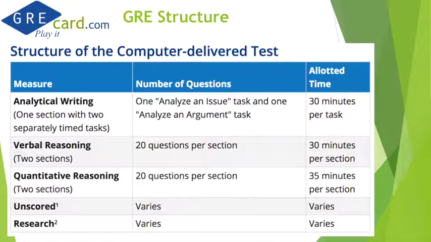Now, you will have probably an unscored section that can be math or English somewhere in between these sections, and you won't know which one it is. So you have to answer all the sections to the best of your ability, and one of the sections will be unscored. Alternatively, if you don't get an unscored section, in the end, you will get a section that is designated as research that you will have to answer, but you will know that the section is a research section if you get one.